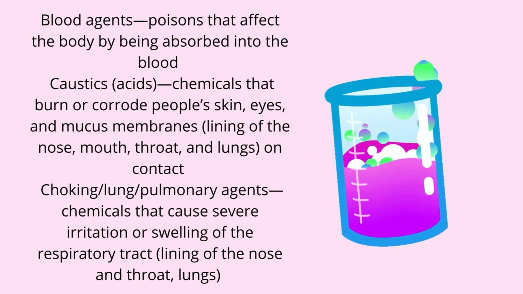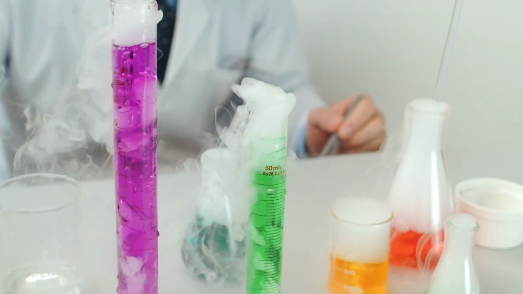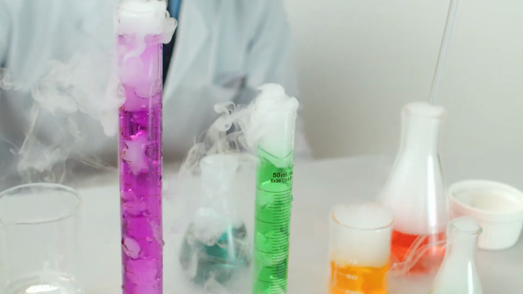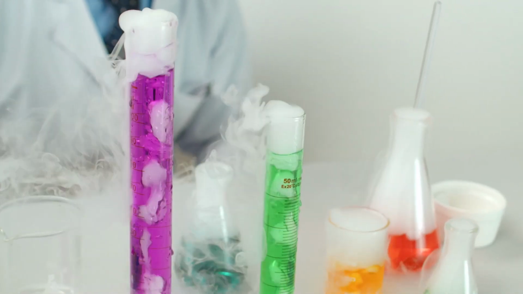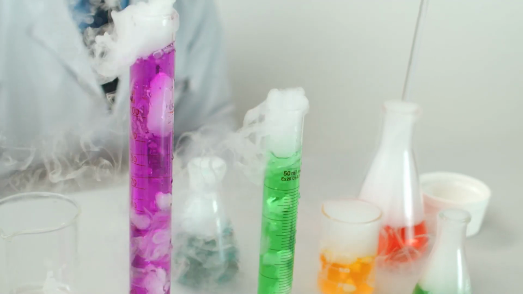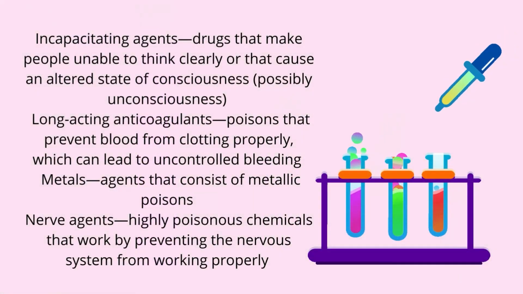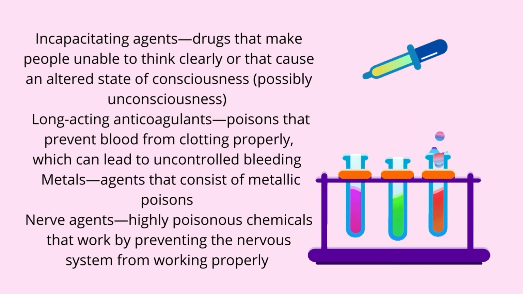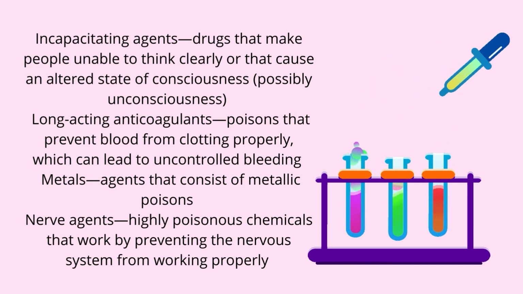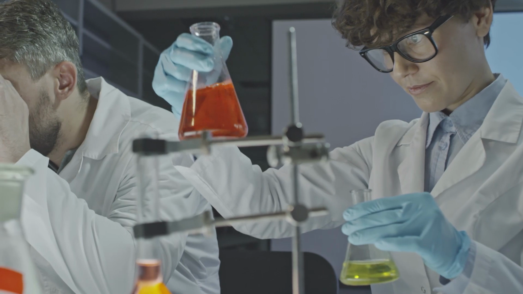They may be choking agents. They may affect the lung or the pulmonary vessels. They may cause severe irritation or swelling of the respiratory tract, that is the nose, throat or the lungs. Then there can be incapacitating drugs that make people unable to think clearly or cause an altered state of consciousness. There can be long-acting anticoagulants, that is, poisons that prevent blood from clotting properly, and this may lead to uncontrolled bleeding. Then there can be metallic poisons or nerve agents.